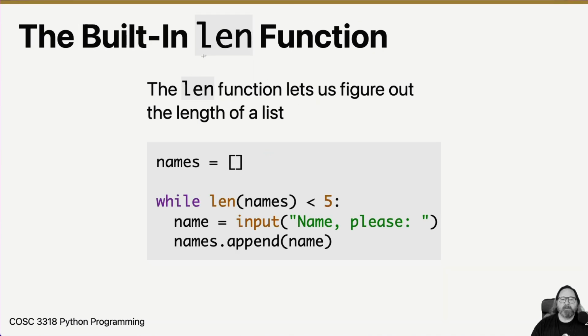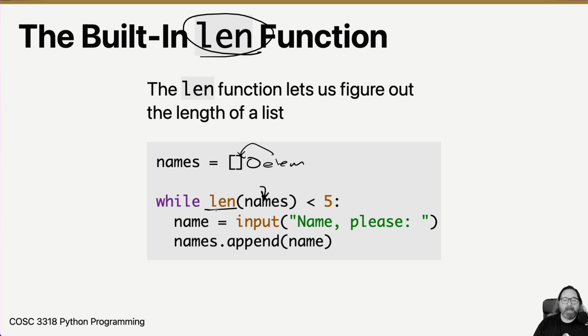Python has a built-in function called len, which stands for length. And the len function allows us to find out how long a list is. That's all it is. So we type len, and then we give it the name of the variable that has the list in it that we're interested in, and we can get the length. So in this case here, names starts off with 0 elements in it. It's an empty list.